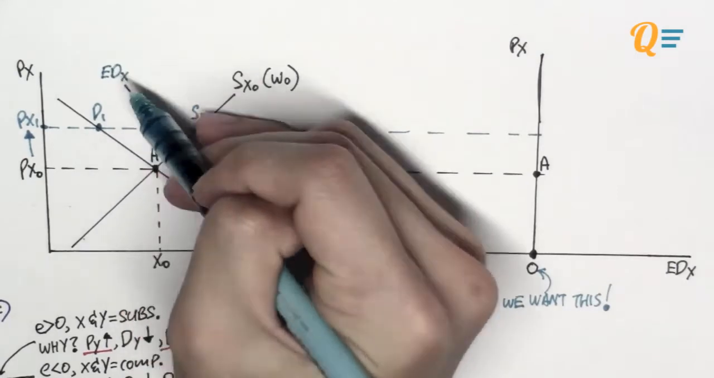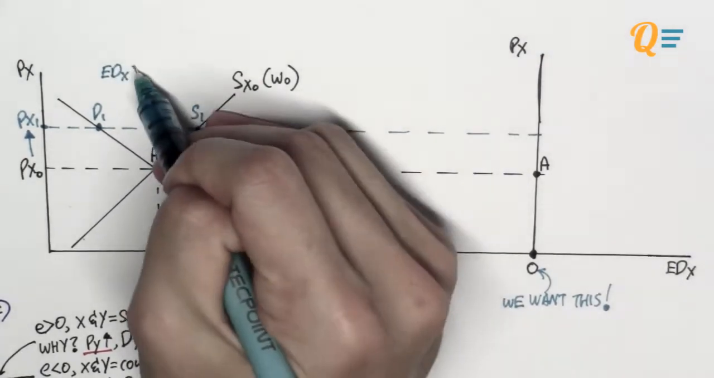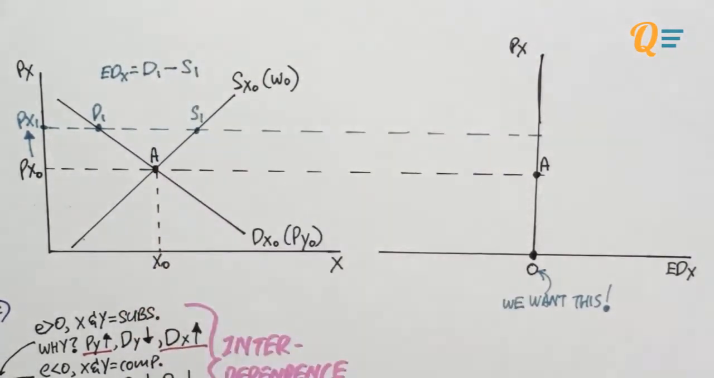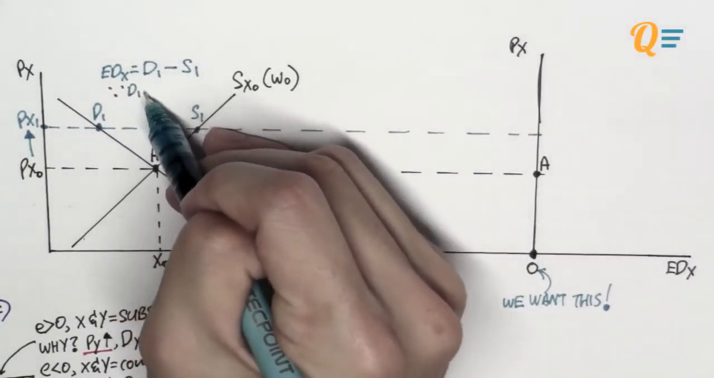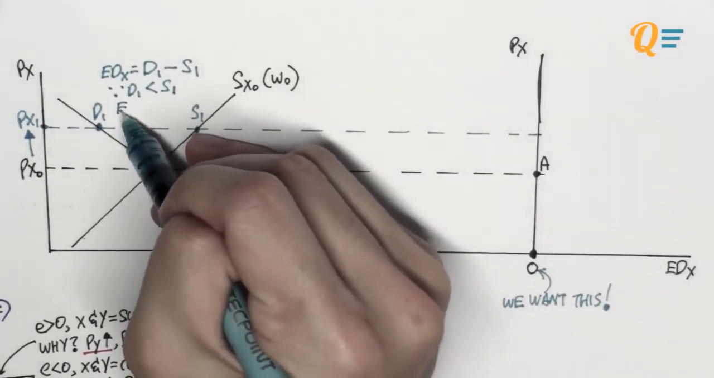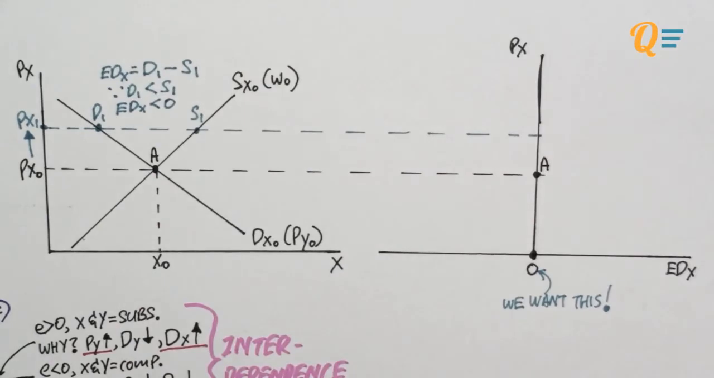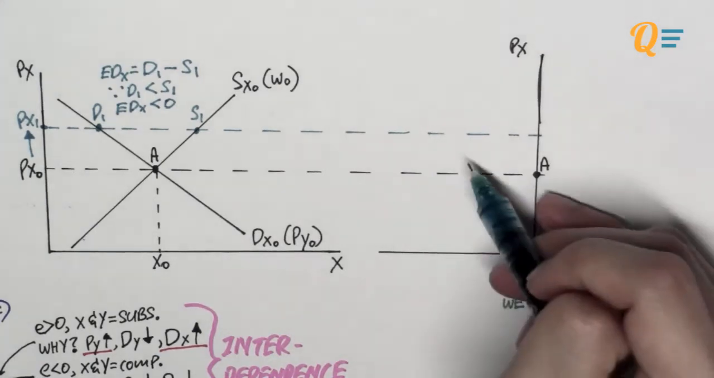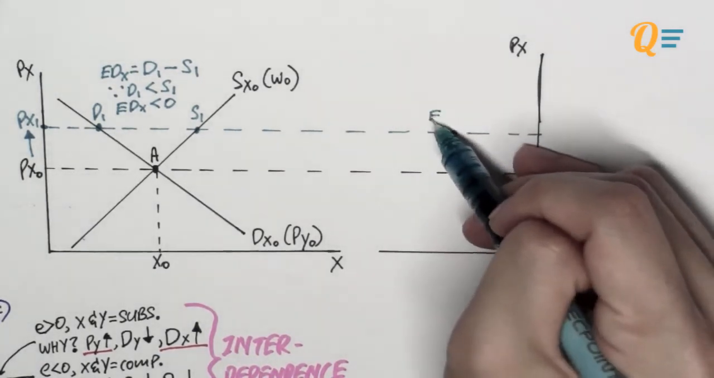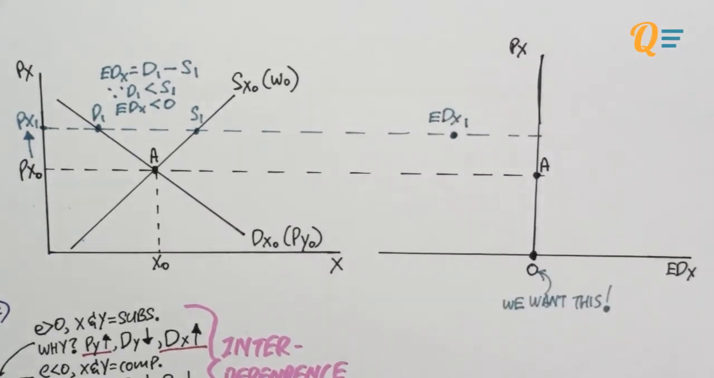So now we need to plot out the excess demand curve for good X. The excess demand for good X here is simply D1 minus S1, right? But D1 is lesser than S1. This makes the excess demand for good X negative, okay? It's also known as the excess supply. But because we want to find excess demand, we will say that the excess demand here is negative. Since it's negative, we're going to plot it somewhere here, just on the left side of the vertical axis. So there's excess demand 1.